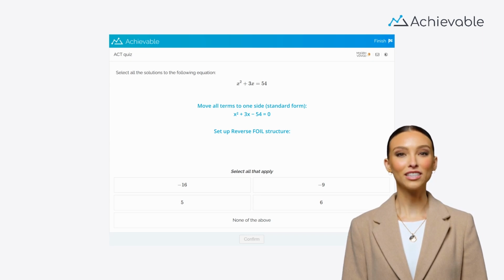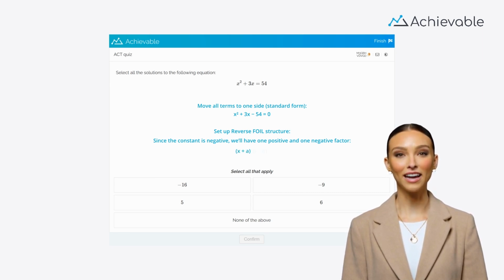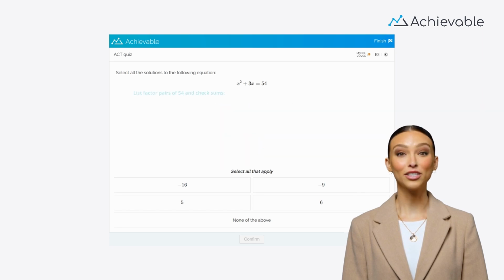First, we have to look at the sign on the last term, which is negative 54. Since it's negative, we're going to have one positive sign and one negative sign in our placeholder parentheses, x plus a and x minus b. Now, we need to list all of the factors of 54 in order to find the pair that adds together to equal positive 3. Let's go step by step.